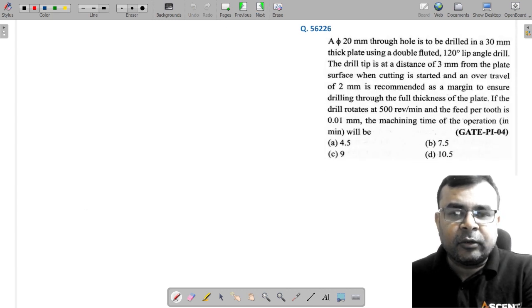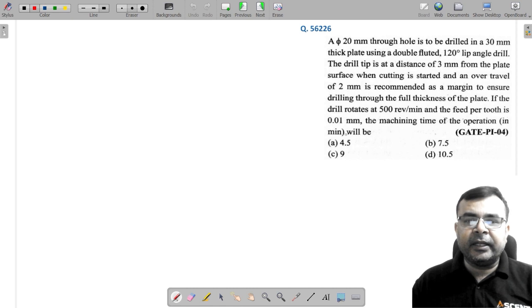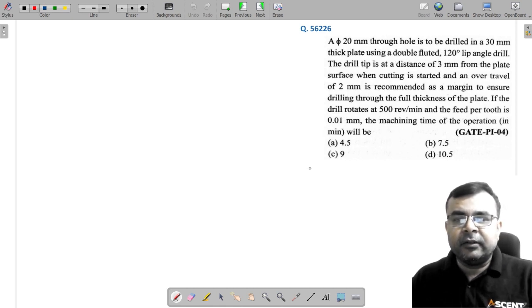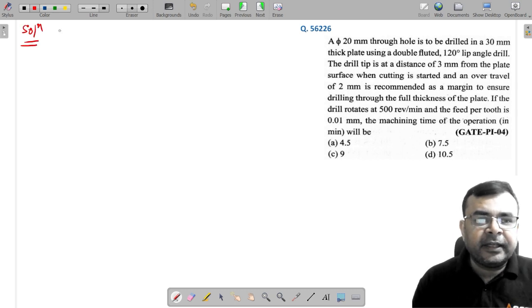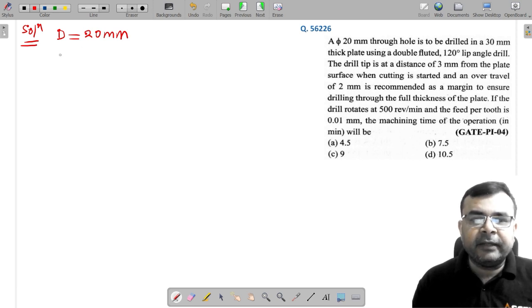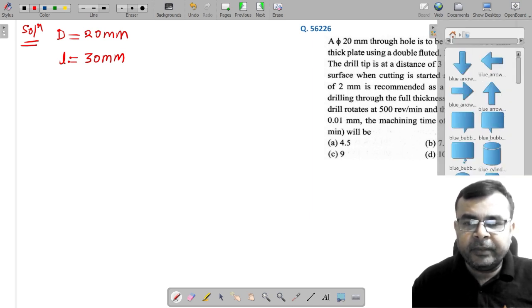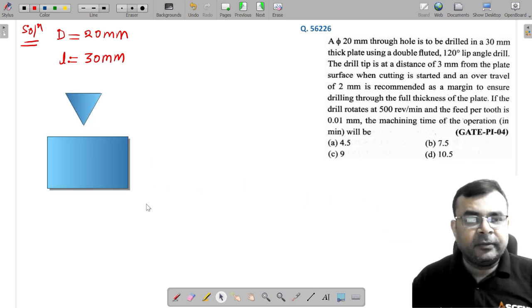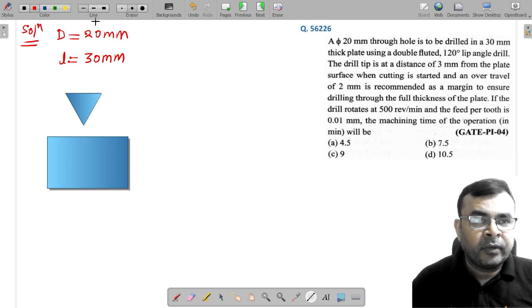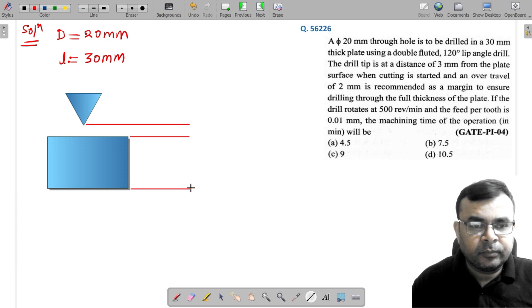Okay, so let's see another question. A 40 mm through hole is to be drilled in a 30 mm thick plate using a double flute drill bit. The drill bit diameter is given here, that is 20 millimeter, in a 30 mm thick plate. So let's say this L is 30 mm. The drill tip is at a distance. So let's suppose first here I'm going to make a workpiece. This is a drill bit, and this gap is provided here. This is the length of the workpiece, correct?